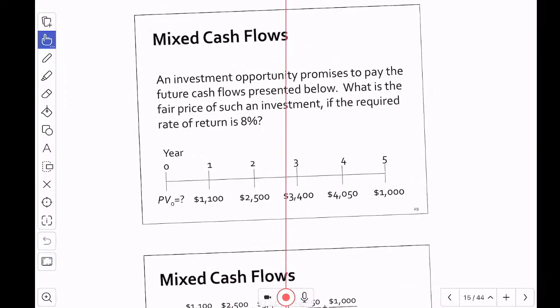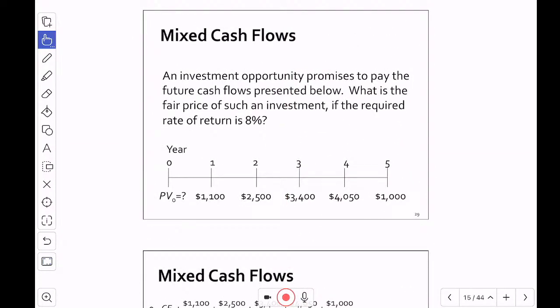I'm going to speak about the case of mixed cash flows. Now, this is different from net present value in that I'm not giving you the initial investment. I want you to tell me what would be the maximum that you would pay for an opportunity.